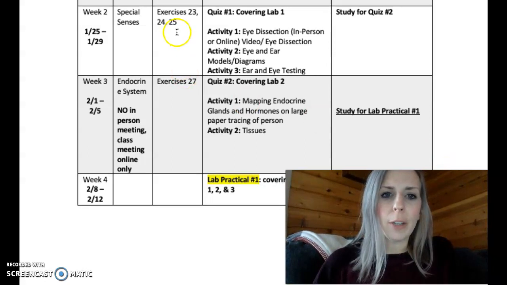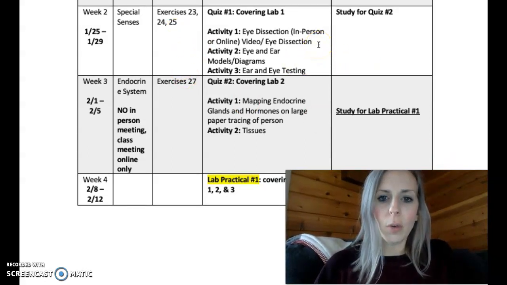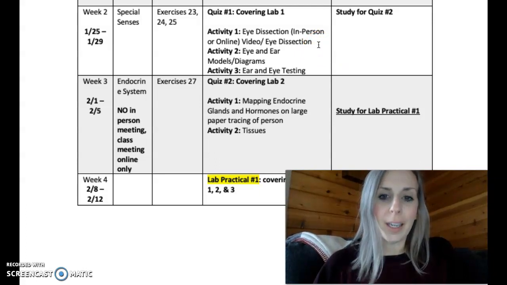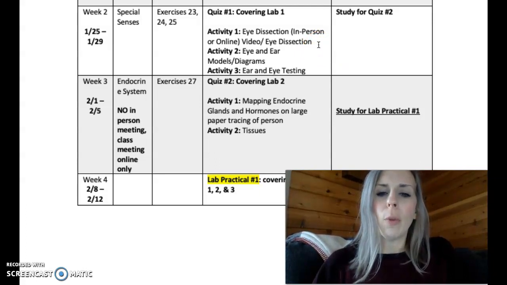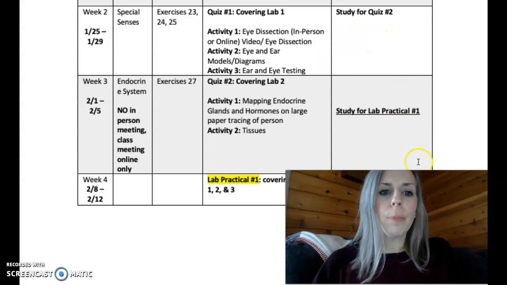Week 2, we're going to do the special senses. Now we are going to be in person, for those of us that are in person, or online during your assigned in-person class time, for an eye dissection. And then everything else will be on Canvas. Again, study for your quiz number 2.